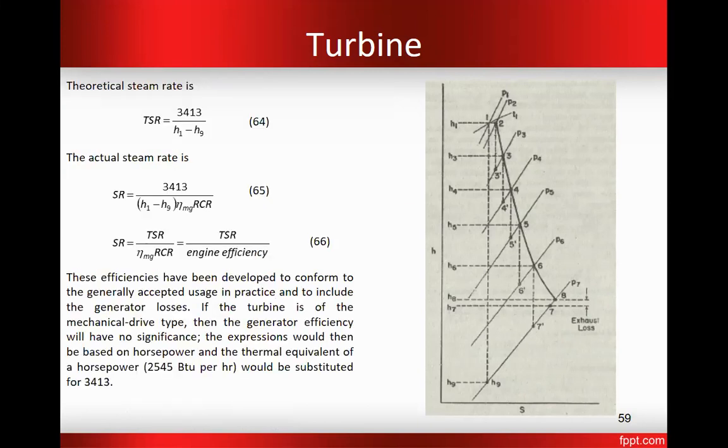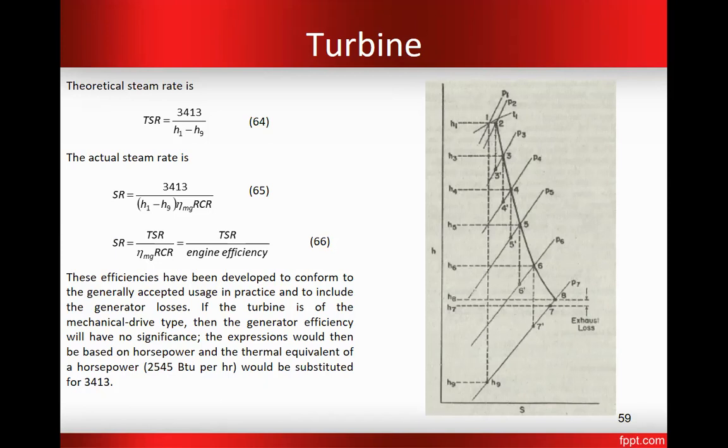So ito yung mga rating. Theoretical steam rate, TSR, is equal to 3413 over H of 1 minus H of 9. Theoretical. So ano yung 3413? Ang actual unit niya is BTU per kilowatt hour. Okay. Tama, kasi nga, saan tayo sa power? Pag power, produce ka ng power in kilowatts.